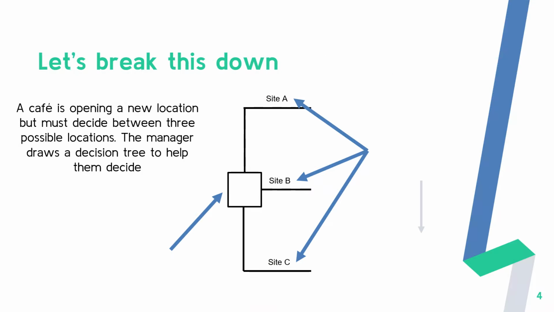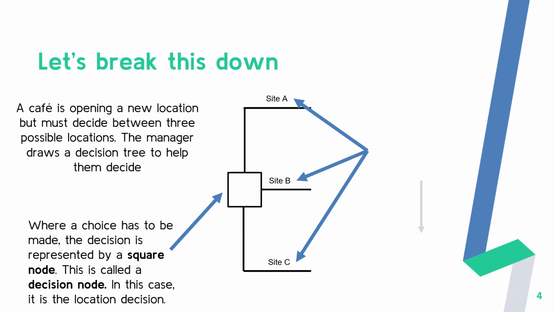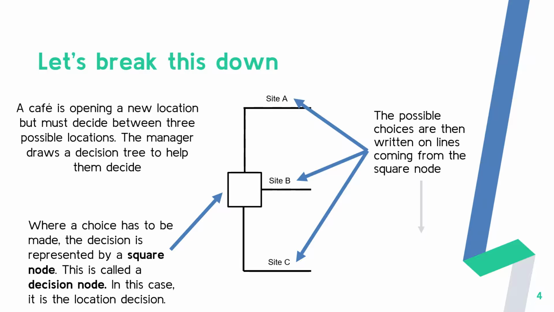Take a look at this. The first thing that you're going to want to do is draw a square node. This is called your decision node. In this box, you can write the decision that is being taken, for example, choosing a new location. But my box was pretty small, so I did not write anything in there. And you're going to draw lines off of this square for the 3 choices that you have. So in this case, we have site A, site B, and site C.